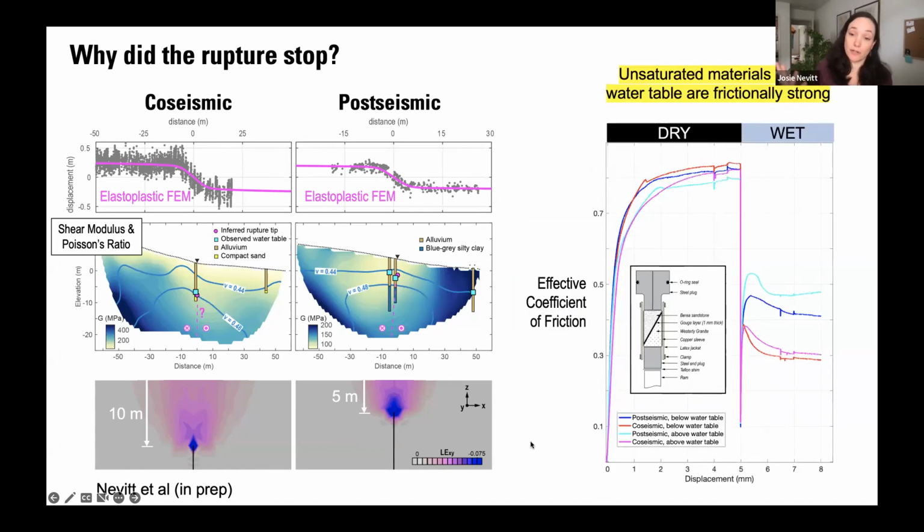So this motivated a series of saw cut friction experiments to look at the effect of water on the frictional strength of these fault zone materials. And so we saw that these fault zone materials are almost twice as strong when they're dry compared to when they're wet. And so we should expect for terrestrial faults that the very shallowest portion of the faults that are unsaturated will be frictionally strong.